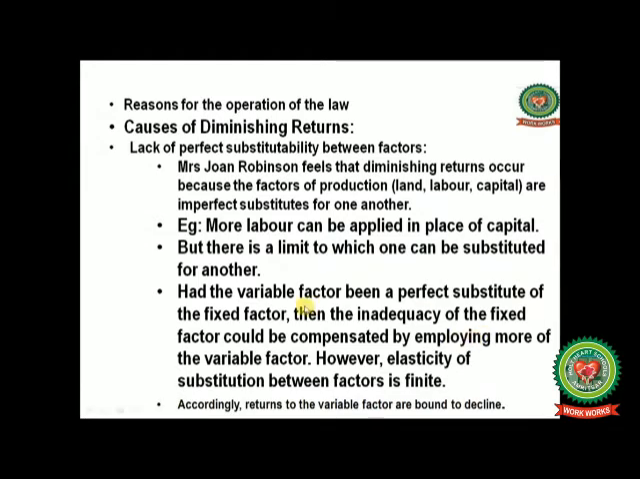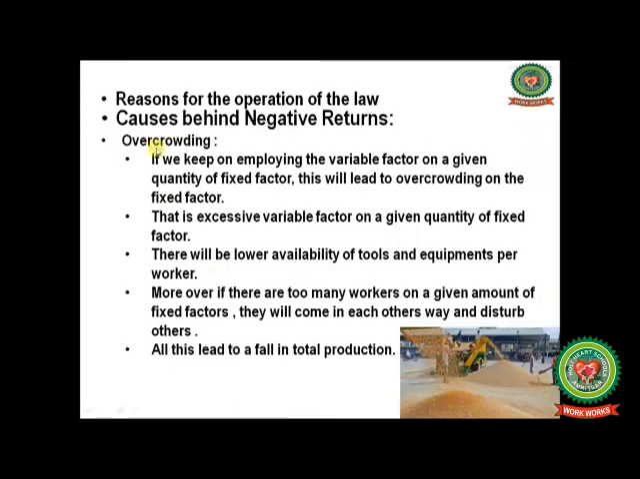Had the variable factor, that is labor, been a perfect substitute for the fixed factor, that is machines, then the inadequacy of the fixed factor could be compensated by employing more of the variable factor. However, the elasticity of substitution between factors is not infinite. So accordingly, returns to the variable factor are bound to decline.